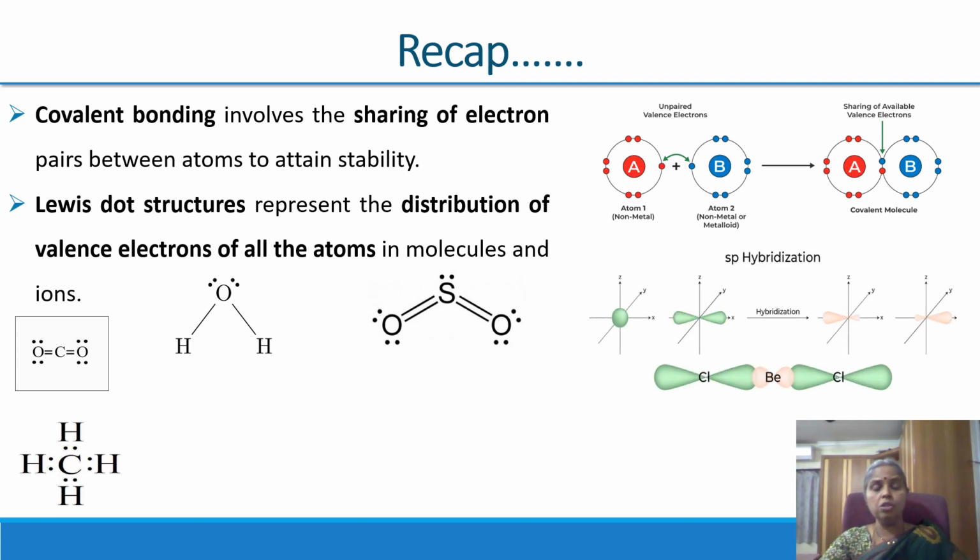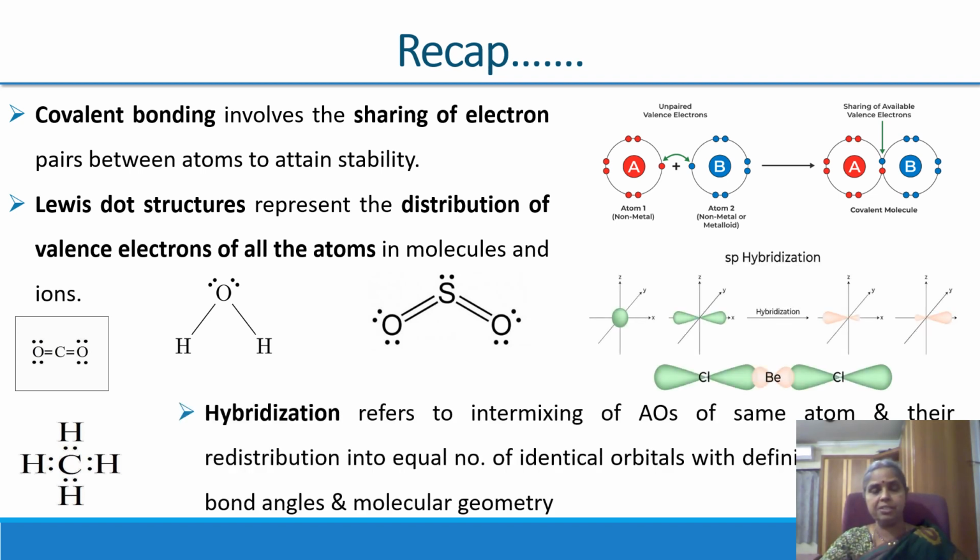Of course, we have also learnt about the concept of hybridization, which is basically mixing of atomic orbitals of almost the same energy to form an equal number of identical orbitals with definite orientations. When the hybrid orbitals are oriented at a particular angle in a particular direction, then automatically the molecule also will have a particular geometry matching the orientation of the hybrid orbitals of the central atom. So, so far we have learnt about covalent bonding, which is about sharing of electron pairs.